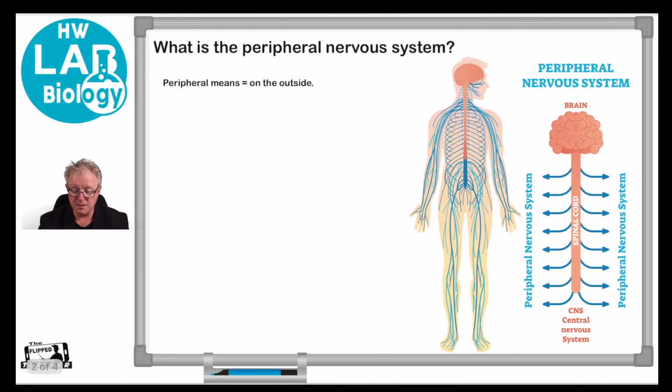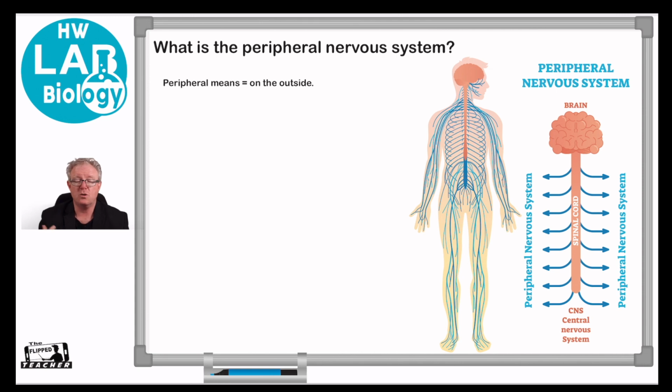So we said that the peripheral nervous system is to do with the outside. The word peripheral means around the outside. If you're into computers, you might know that the central core processor is in the middle of your computer, but then your peripherals are the things that you use, such as your mouse, your keyboard, your monitor. They're called peripherals because they're outside the main part or core of the computer.